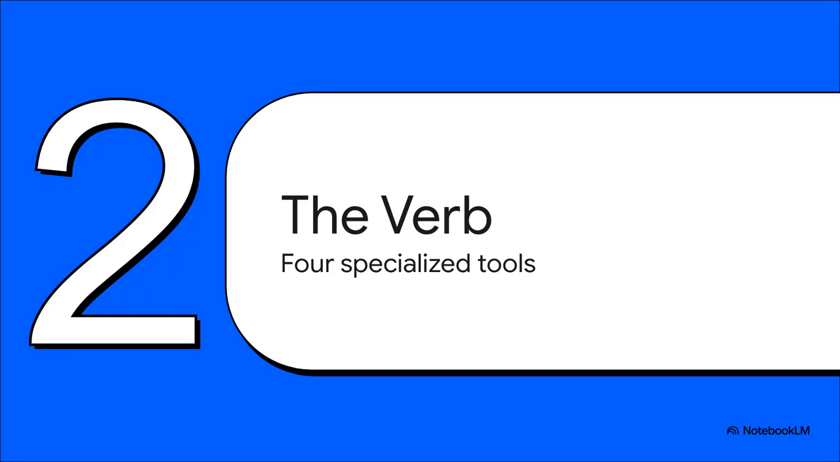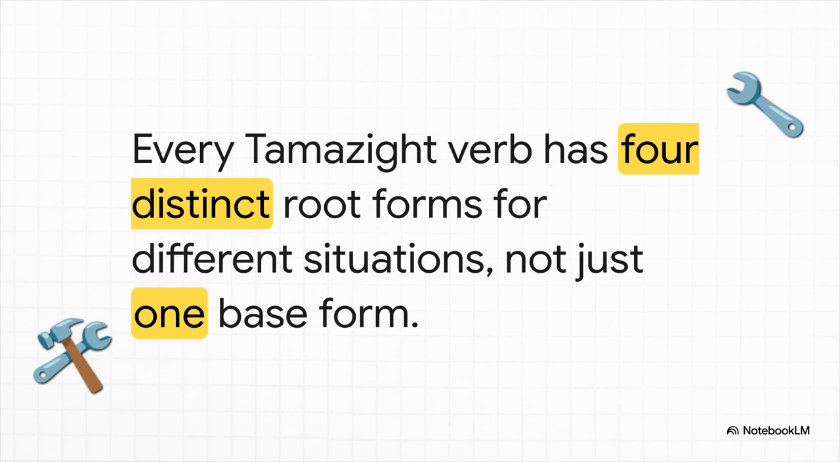All right, let's move on to our next piece of the puzzle. If the noun is our primary building block, then the verb, well, that's the action piece. And in Tamazight, every single verb is like its own little toolkit, and it comes with 4 specialized tools right out of the box. So, think about English for a sec. We take a verb, like do, and we just add stuff to it to change the tense, right? Did, doing, does. But in Tamazight, it's totally different. The verb itself comes in 4 different fundamental forms before you even start adding anything else to it.